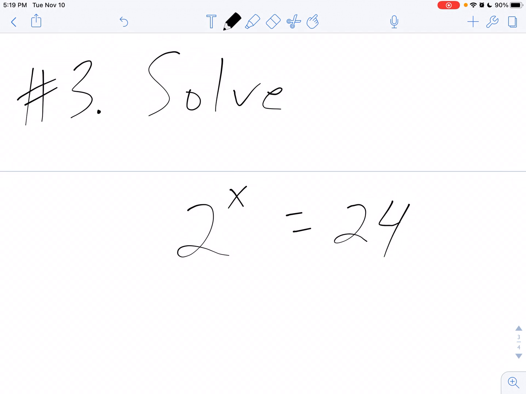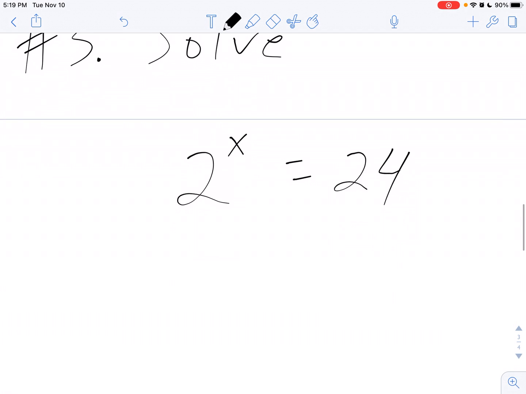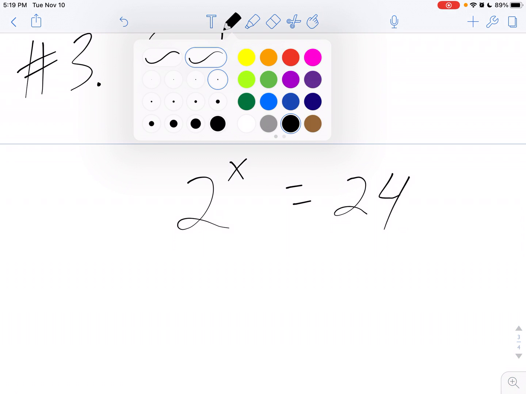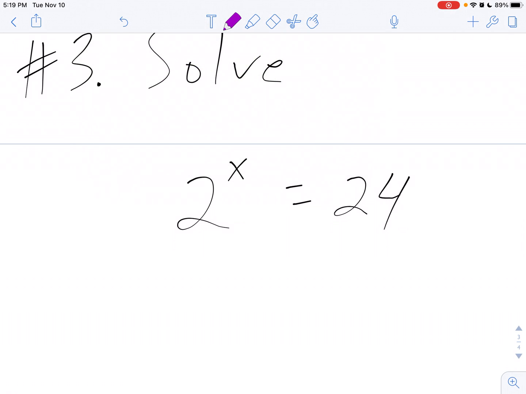Okay, number 3 here is another exponential equation. You just have to solve for x. And it looks similar to number 1. However, 24 is not a power of 2. So this is where we're going to use logarithms. I'm going to show you the other technique, which is the technique you're going to have to use for most of the problems in both section 5.5 and 5.6.